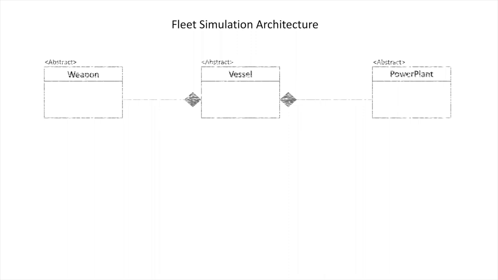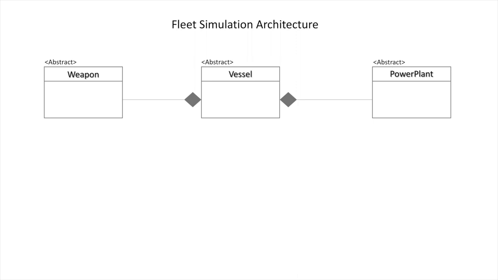In this example, I'll just use a very simple fleet simulation. The architecture for it will consist of three abstract base classes. The central class, vessel, will contain a weapon and a power plant. Each of these abstract classes specifies behavior for each of these types. So the weapon specifies behavior for a weapon, the power plant specifies behavior for a power plant, and the vessel specifies behavior for a vessel.